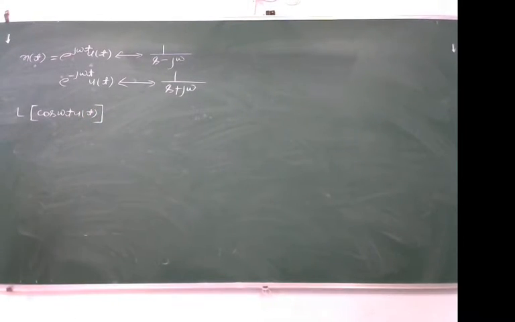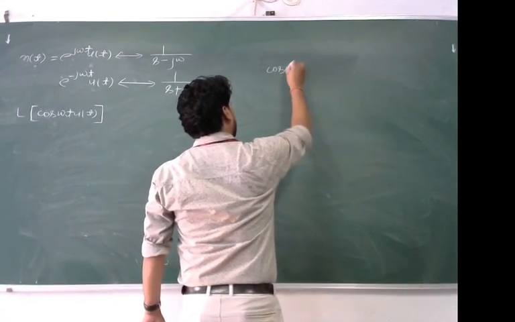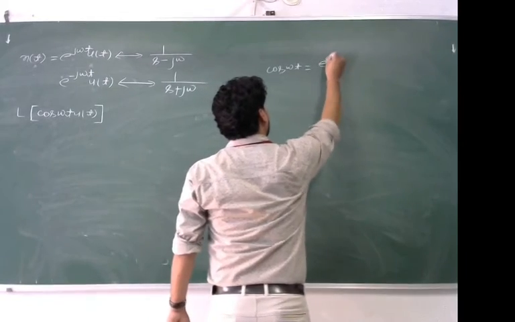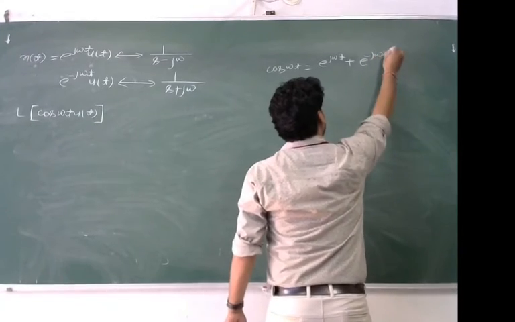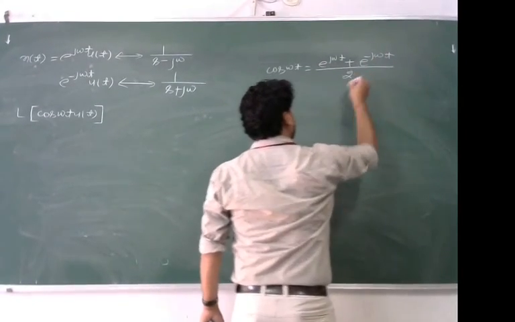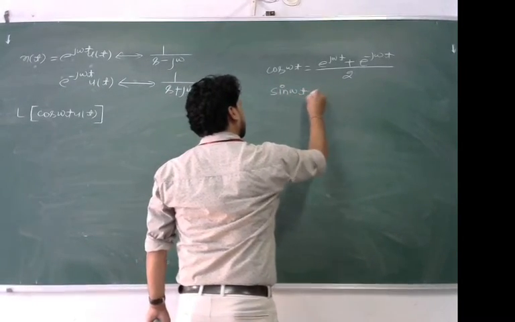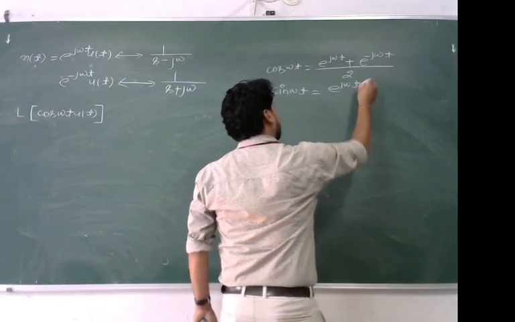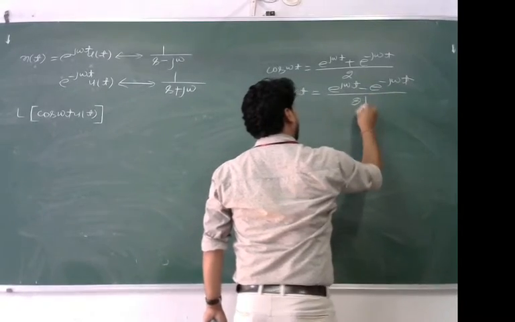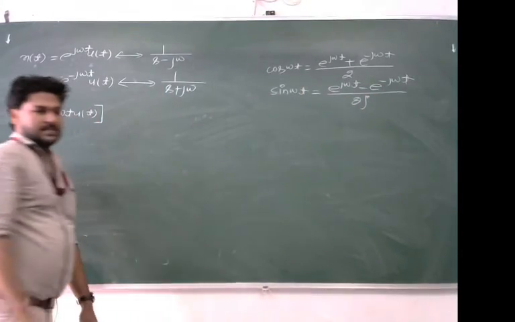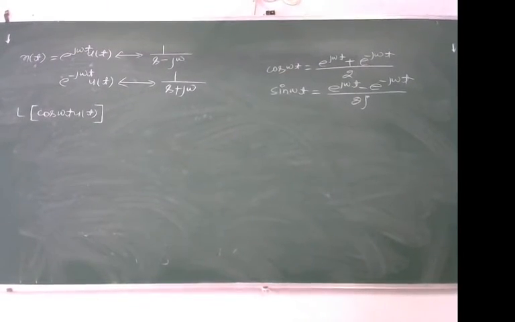We know that the signal cos of omega t can be written as cos of omega t equals e power j omega t plus e power minus j omega t divided by 2, and sin of omega t can be written as e power j omega t minus e power minus j omega t by 2j. So by using these relations, we can find the Laplace transform of the signals sine and cosine.